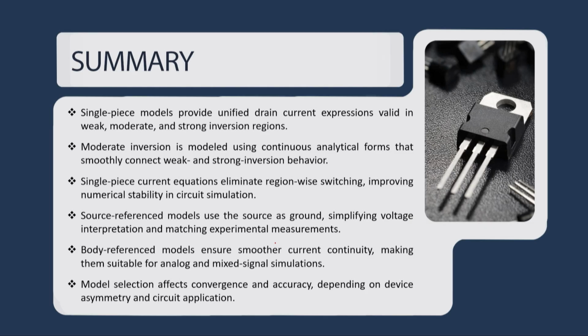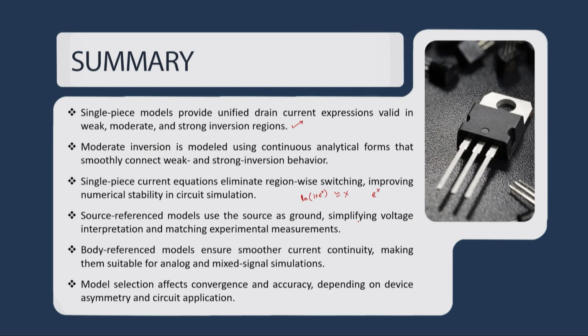So let me summarize this lecture. In this lecture we have found that we can define a simple piecewise model which actually captures all the regions of operation, that is weak, moderate and strong. We also said that moderate inversion is modeled using continuous analytical forms that smoothly connect weak and strong inversion behaviors. A single piece model we have derived using the softplus function, which is defined as log of 1 plus e to the power of x, which gives the value of x when x is larger and it gives e to the power x when x is smaller.